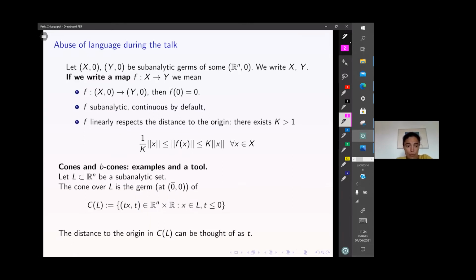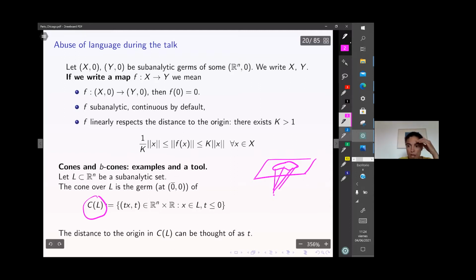Important examples will be cones. What is a cone? So you have R^n, you take L, and you consider the cone over it. I will denote it like this. And another important example are the beacons. The beacons are similar, but here we take t to the power b times x.